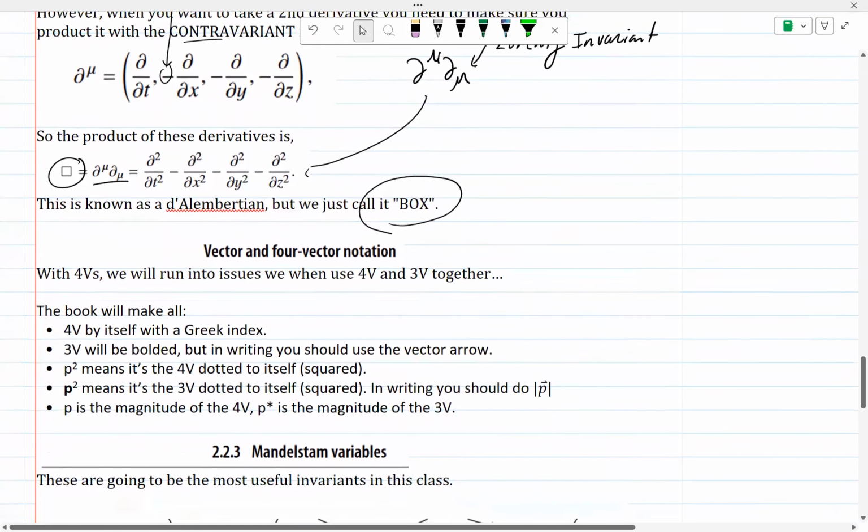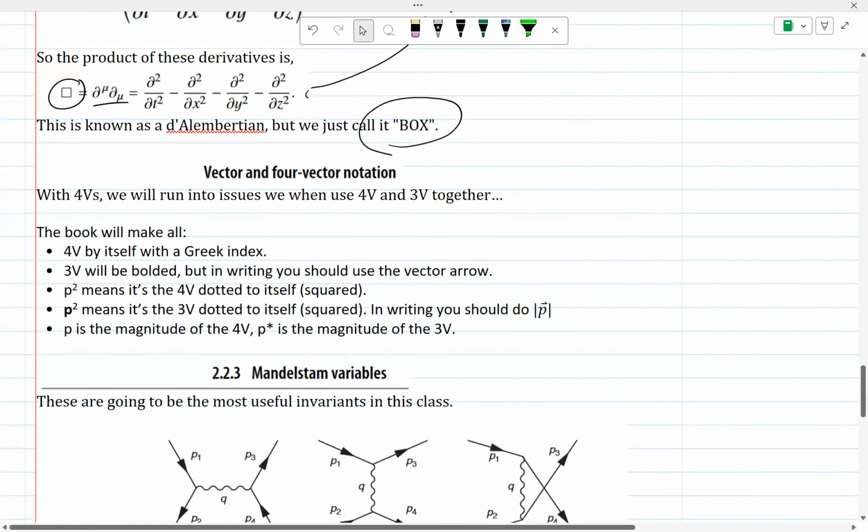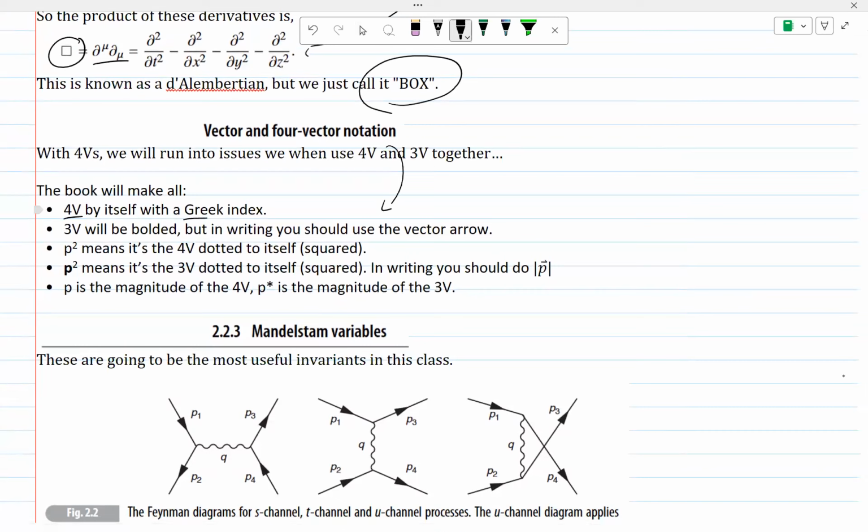Just to reiterate and make sure you're clear on the notation: four-vectors are letters with Greek indices, or sometimes without them. Three-vectors in the textbook should always be bolded. When you're writing it on paper, I think the arrow actually makes a lot more sense. And p squared is the four-vector dot product. But when the book writes bold p squared, that means it's the three-vector dot product, which is slightly different, because you don't negate the spatial part.